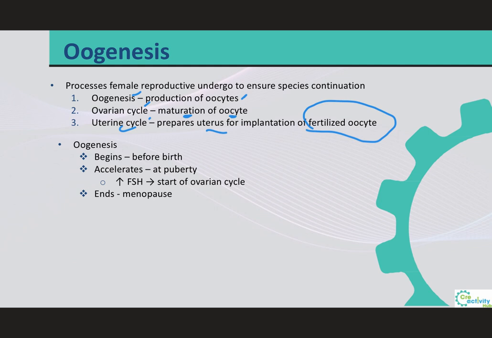Now, oogenesis begins before birth and it accelerates at puberty, and it will end at menopause, which is the end of menstruation. And we will talk more about this as we go along. Now, at puberty, the rising levels of follicle-stimulating hormone will trigger the start of the ovarian cycle, which, after it is initiated during puberty, will occur each month thereafter until menopause.